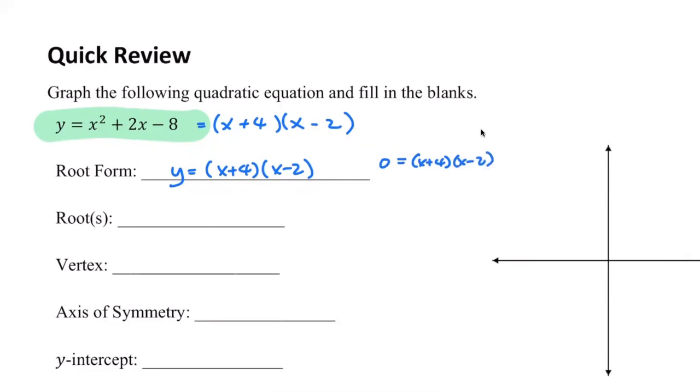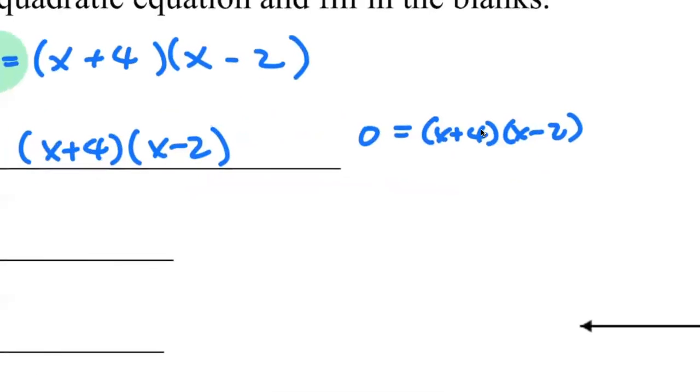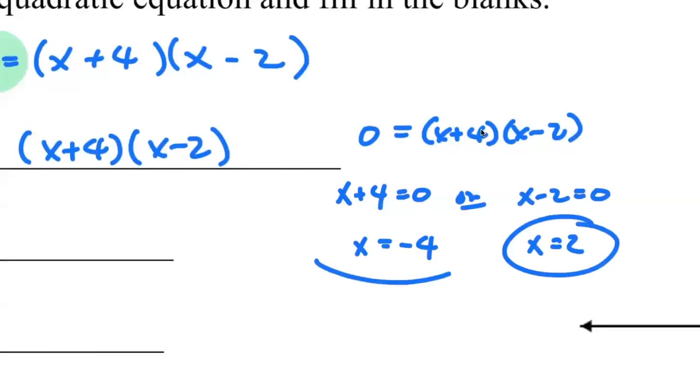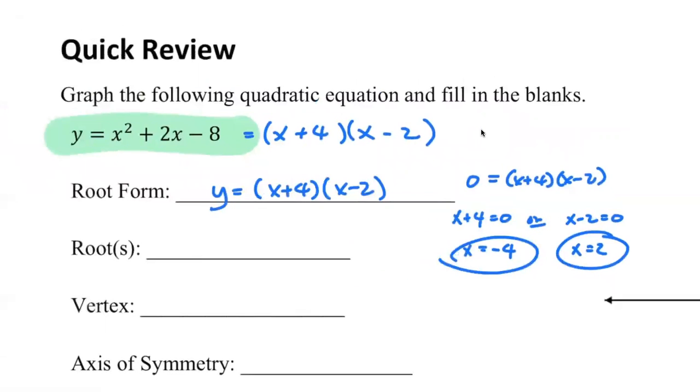And we can solve for x, and again, the meaning of solve is to find the value or values that would make this statement true. So to make this statement true, one of the two parentheses must be 0. So x plus 4 could be 0, or x minus 2 could be 0. So x is equal to -4 and x is equal to 2. So we have these two roots right there.